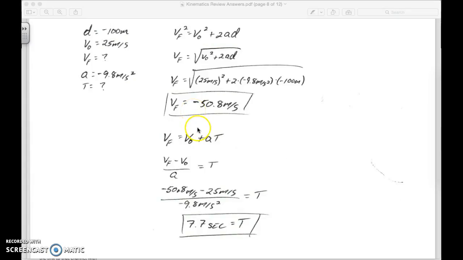So we're going to use the equation. We can use any equation we want, actually, but we're going to use the equation VF equals V naught plus AT to solve for time. I'm going to subtract V naught to the left. That's why we have VF minus V naught. We're going to divide by acceleration to get t by itself. That's why it's in the denominator. And now we can plug in our numbers. Negative 50.8 meters per second minus 25 meters per second, all divided by negative 9.8 meters per second squared, gives us a total time that this penny spends in the air of 7.7 seconds.